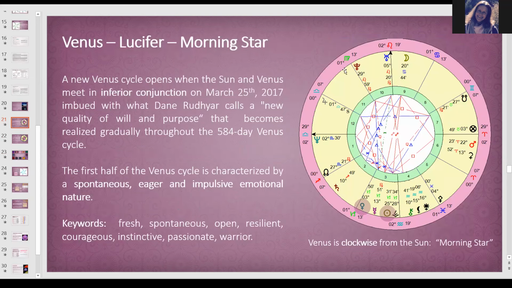Here we have an example chart of the morning star. Venus is clockwise from the Sun, right.